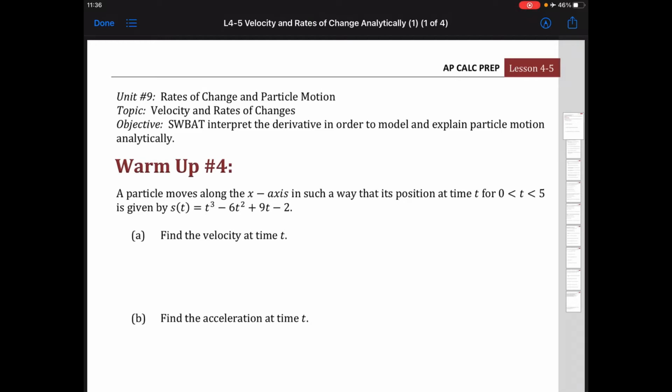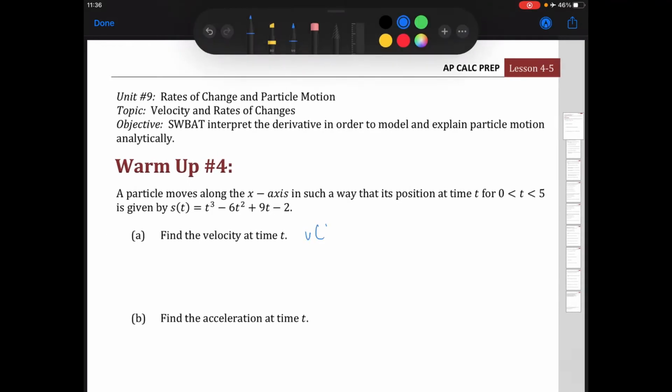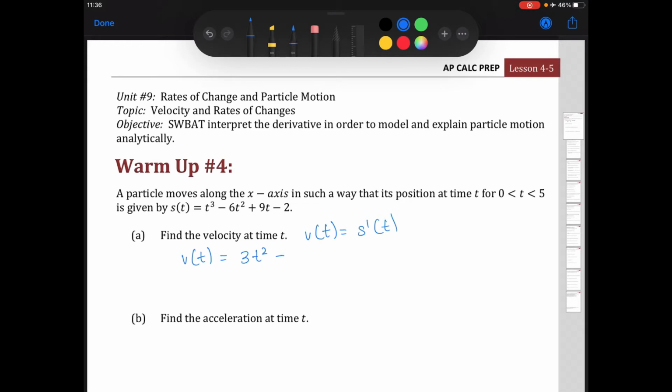position. Remember, velocity is the first derivative, and it is the derivative of my position. So basically, v of t is equal to s prime of t. So we want to find that. So what would be the derivative of this would be 3t squared minus, derivative of 6t squared would be negative 12t. Derivative of 9t is just 9 and the 2 goes away. So that is my velocity at time t.